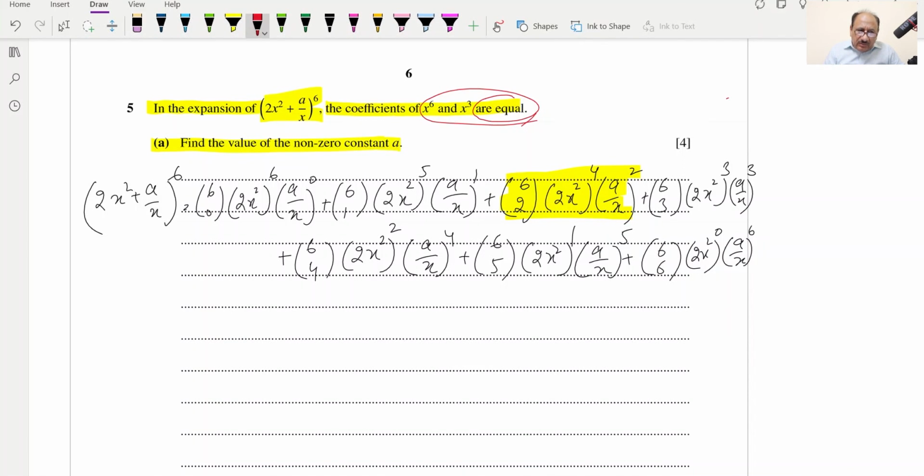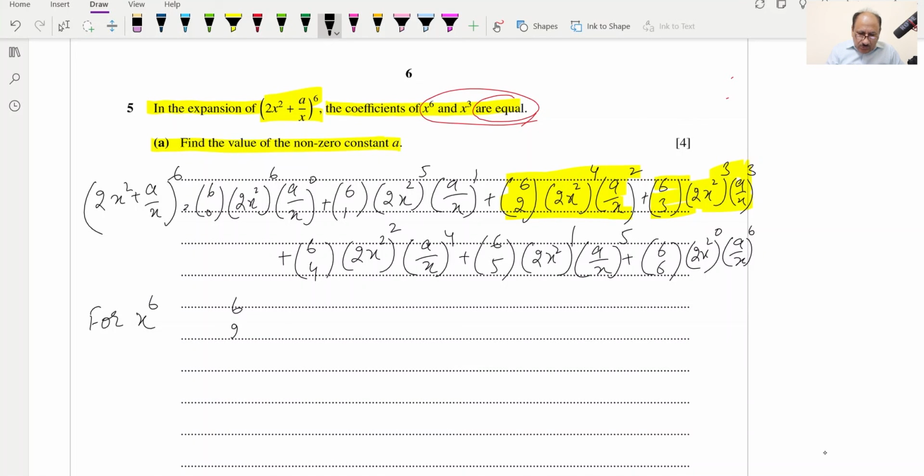And another term in which we are interested is this one. If you check, this term will have 2 multiplied by 3 which is 6, so x^6 over x^3, and this will result in x^3. So this term is also a term in which we are interested. So these two terms give the coefficients of x^6 and x^3.